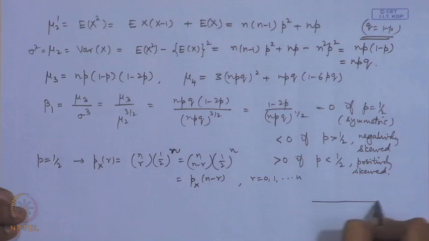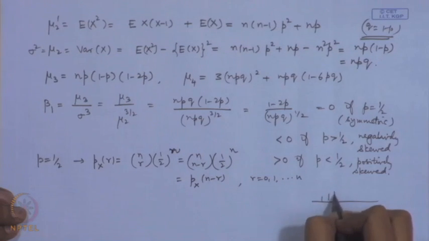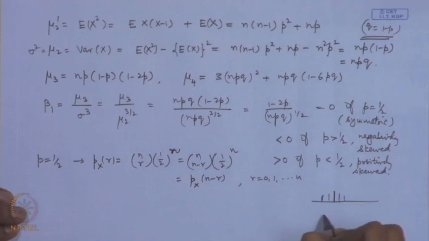That means, the distribution is symmetric about the mid value here. It could be n by 2 or it could be mid value of n. There could be two middle points also. For example, we may have this situation. So, in the odd case it is symmetric around this midpoint, and if it is even, then it is symmetric about the midpoint here.